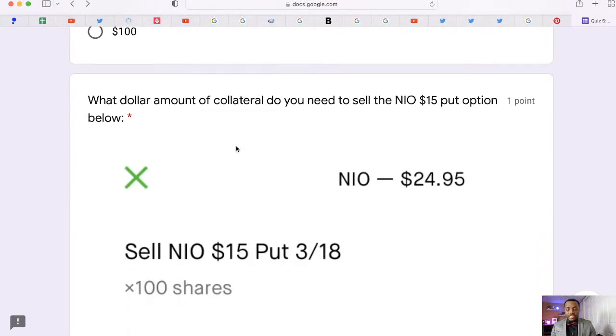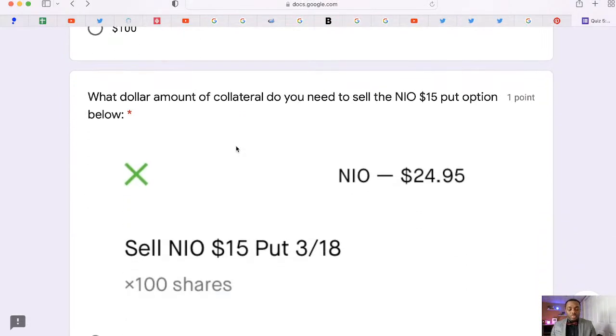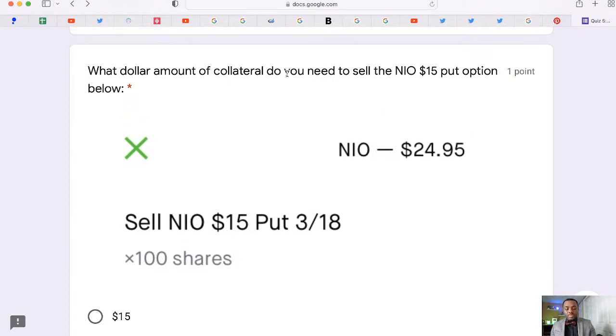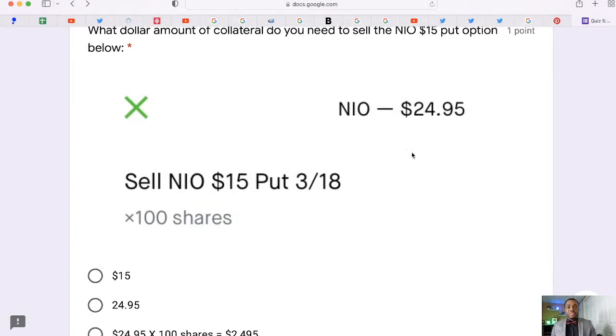Okay, now let's check this out. What dollar amount of collateral do you need to sell a NEO put? Basically a $15 put option below. So let's look at this one. So we want to know how much money we are going to have to put up before we can sell this. So NEO at $24.95, not extremely relevant to determine the collateral needed, but it's a part of the diagram, and let's just go through it.